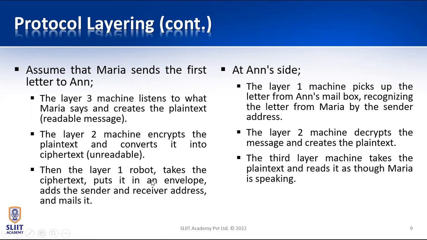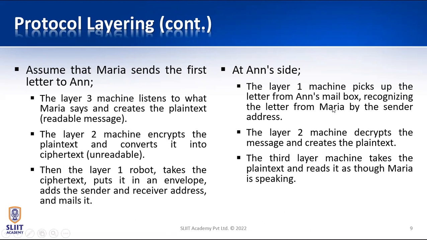Then the layer 1 robot takes the ciphertext, puts it in an envelope with the sender's and the receiver's address, and mails it. Either they are going to record it onto a CD, then make the package, put the sender's and the receiver's addresses, and send it by post mail. From the AND side, who is the recipient, she will take this message from layer 1 onwards. The first thing is they have to unpack all of these things.